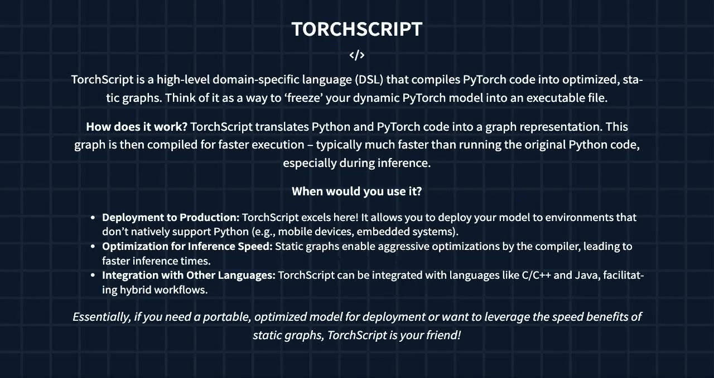Okay, let's talk about TorchScript. It's essentially a way to turn your PyTorch code into something super efficient that can run really quickly, like almost machine code fast. It's a specialized language built on top of Python and PyTorch. Think of it as freezing your model so you can deploy it anywhere, even places where Python isn't natively supported, or to speed up how quickly it runs when you need it most for inference. It's especially useful if you are deploying your models into production environments.